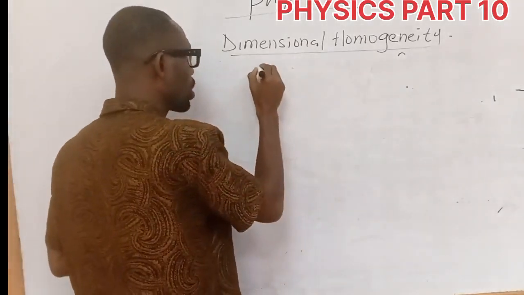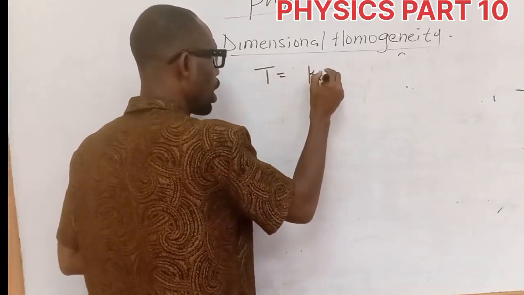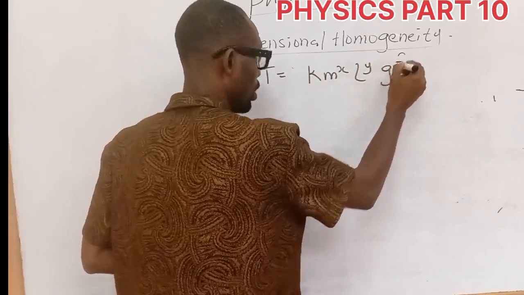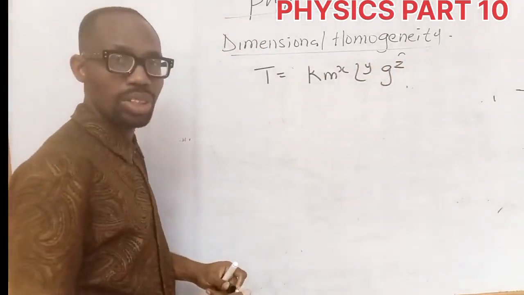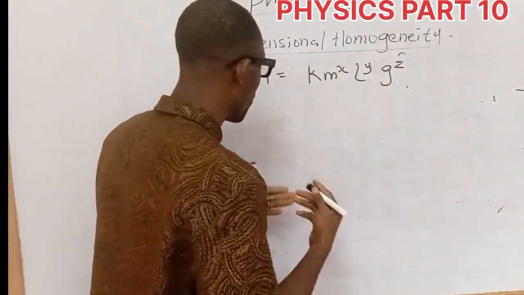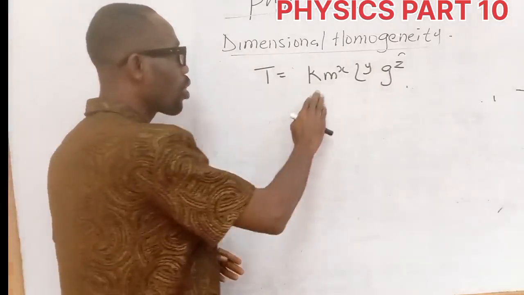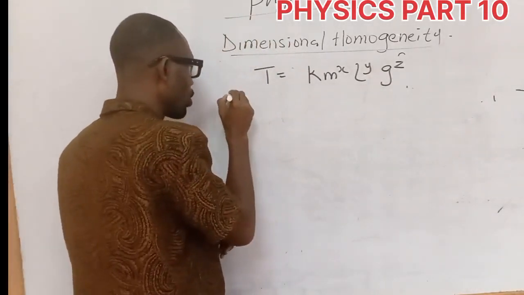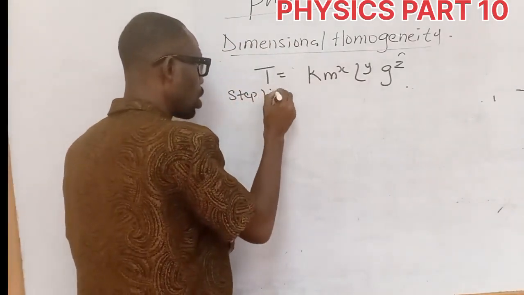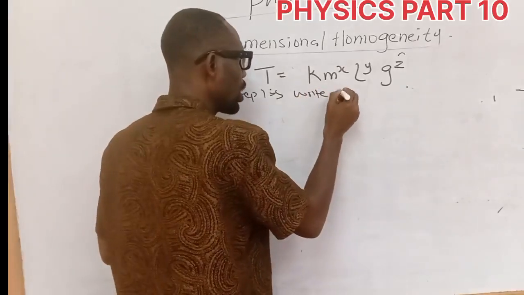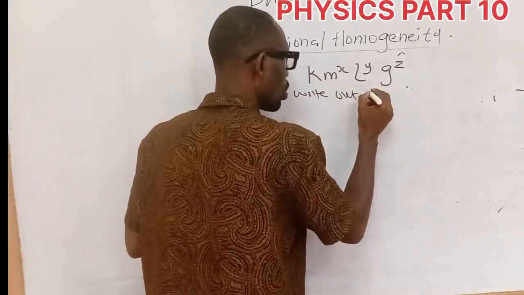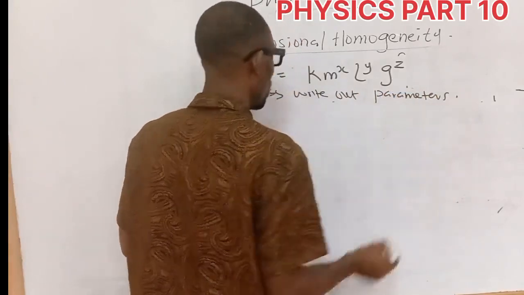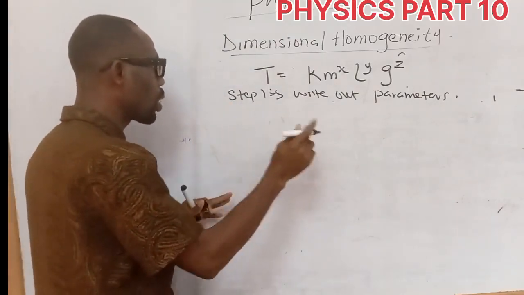Okay, so the relationship is given as T equals K m raised to power x, l raised to power y, and g raised to power z. I hope that was the relationship that was given earlier on. Now, in dimensional homogeneity, and we've already talked about dimensions, the first thing to do is what? Step 1. Write out your parameters.